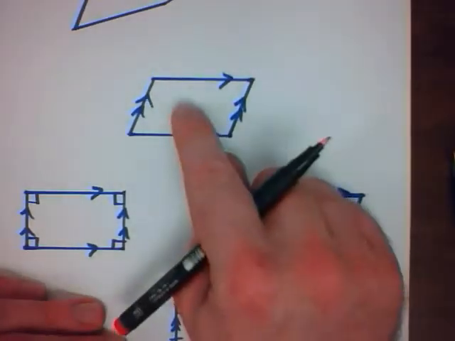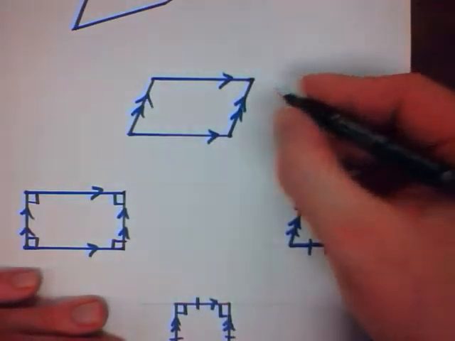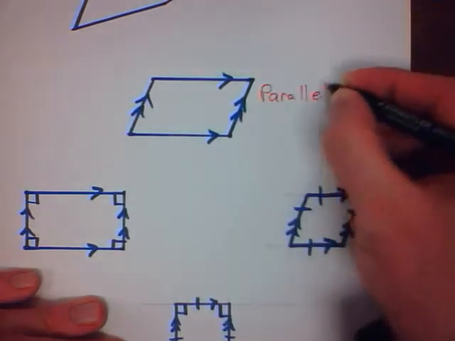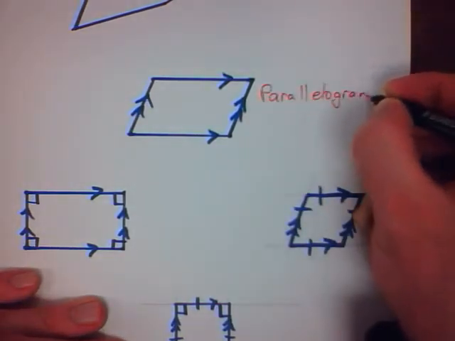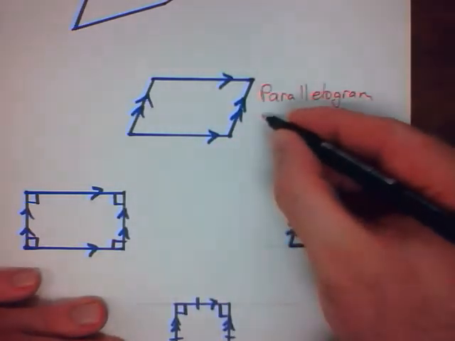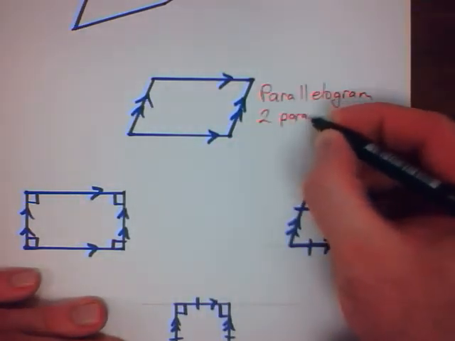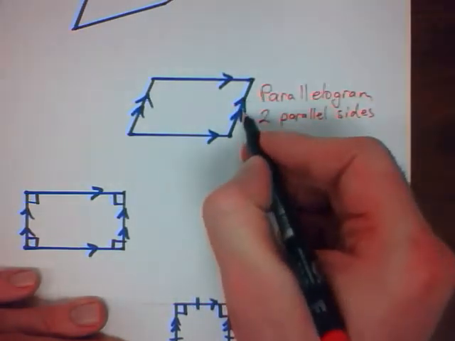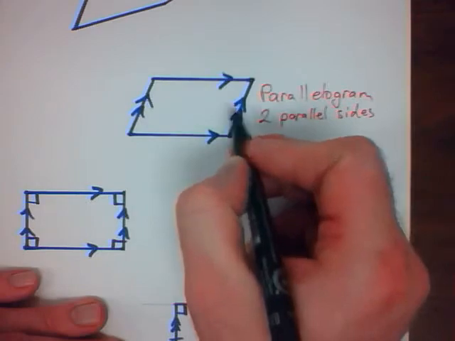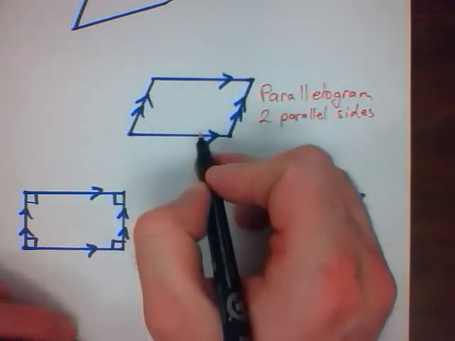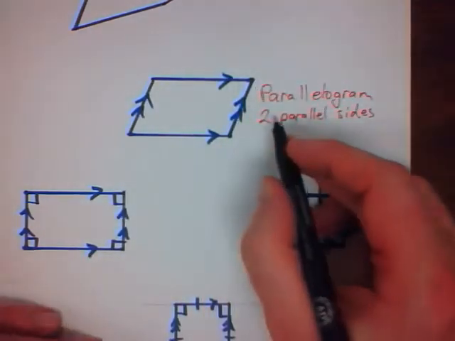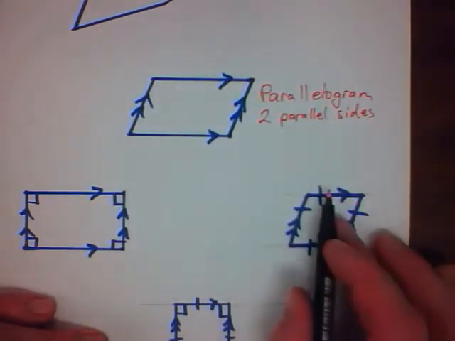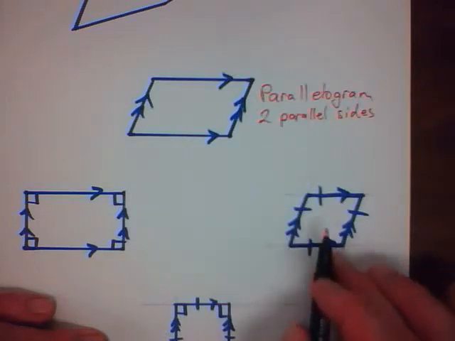Now, this shape, this is called a parallelogram. And that has two parallel sides. These symbols here indicate parallel lines. That is parallel with that, and that's parallel with that. Therefore, this is a parallelogram. The definition is two parallel sides. But let's take a look at this shape. Does it have two parallel sides? Yes, this is a parallelogram.